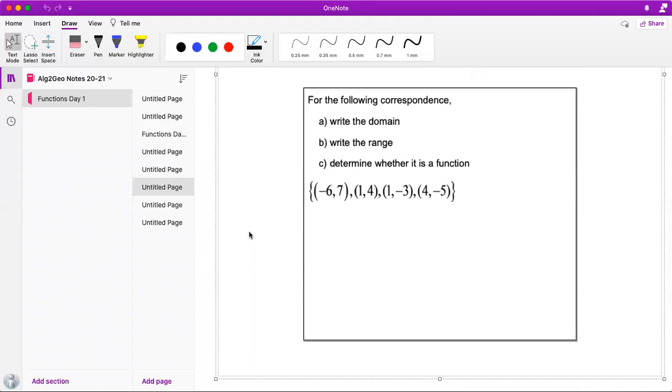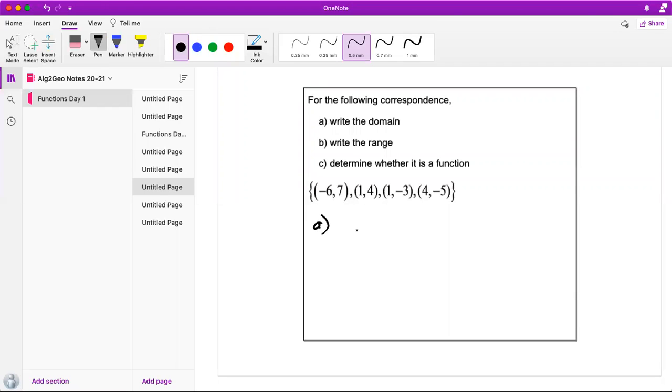So this is kind of a typical example question for this correspondence here. Don't tell me the domain, tell me the range, and tell me if it's a function. So when we have these, we call these ordered pairs. They look like coordinates maybe from a graph or something. You could graph all these points if you wanted to, but the domain is always going to be all the first numbers in each pair.